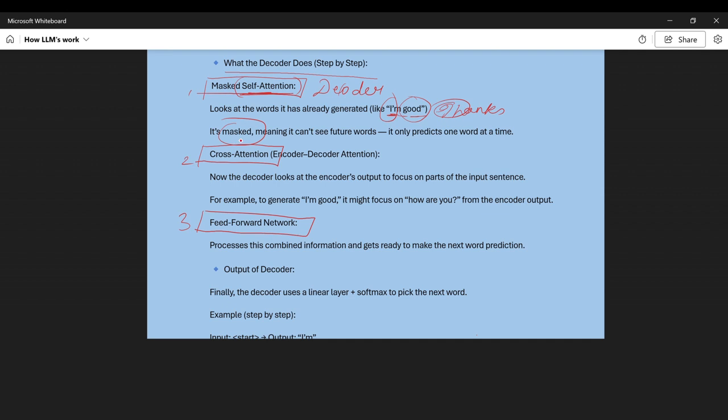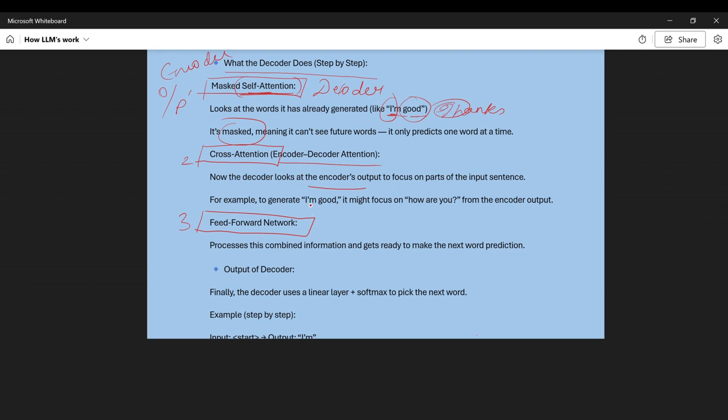Cross attention. Cross attention means attention between the encoder and decoder. Now the decoder looks at the encoder's output, whatever we got previously from the encoder, to focus on the part of the input sentence.